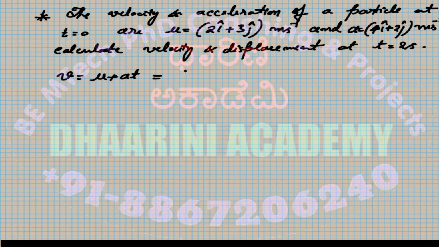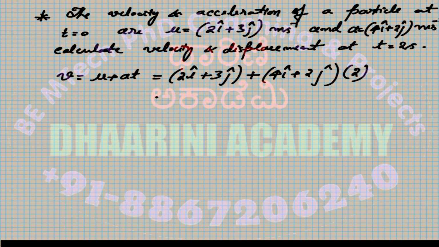So using the vector notation, this is 2 i cap plus 3 j cap. This is u, plus acceleration, that is 4 i cap plus 2 j cap, into time, that is equal to 2, right? So at the end of 2 seconds, we have the velocity that is equal to 10 i cap, 3 plus 4, so plus 7 j cap meters per second is the answer.